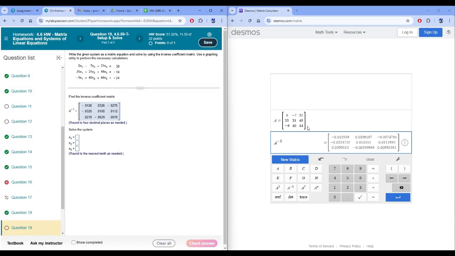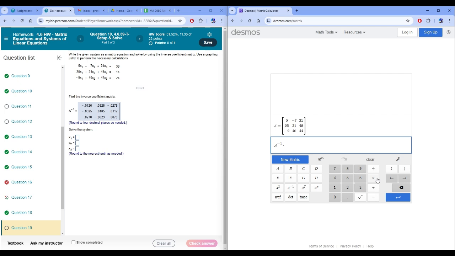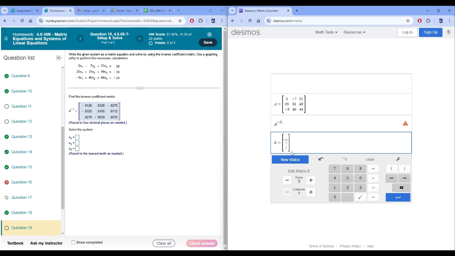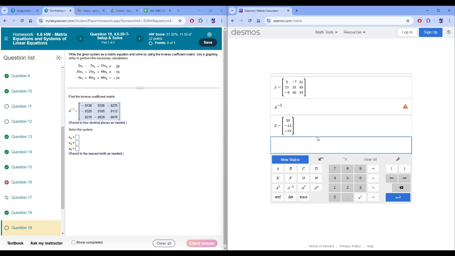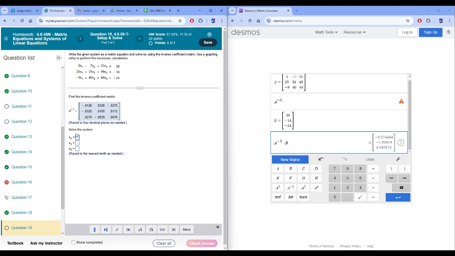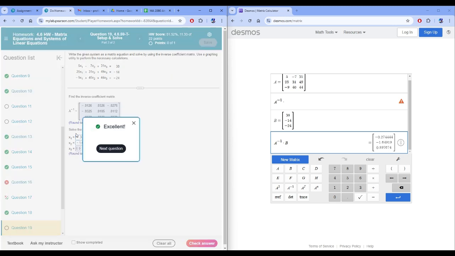And then solve the system. So then I would just do that times a new matrix, which is a 3 by 1. So that's 38, that's negative 14, that's negative 24. And then I'm going to hit enter. And then I'm going to do A inverse times B, round to the nearest tenth, so negative 0.3, this is negative 1.6, and then this is 0.9. There you go.